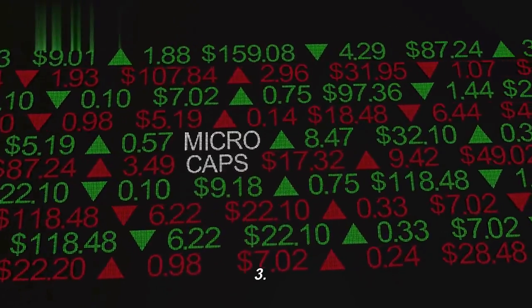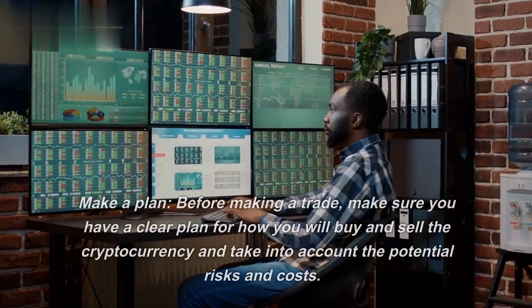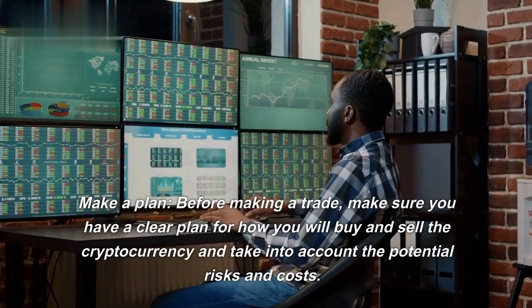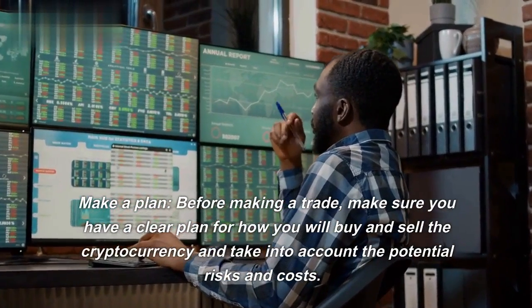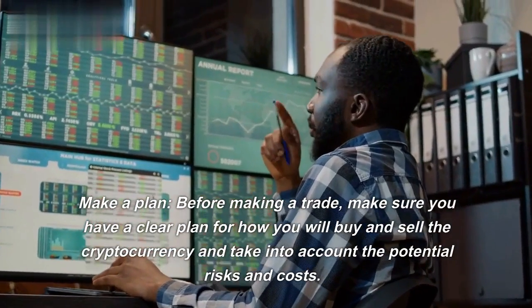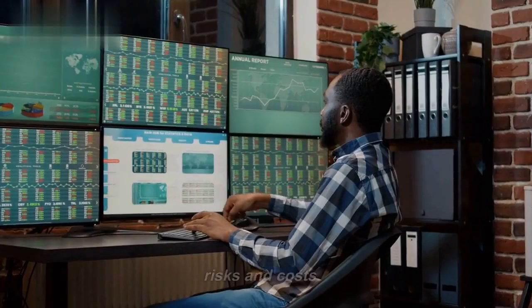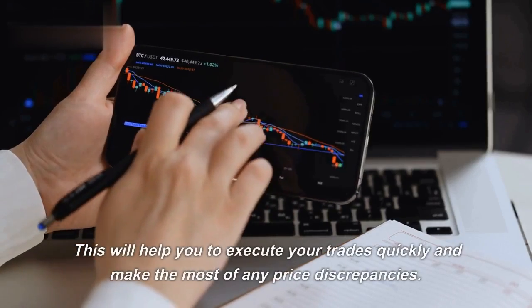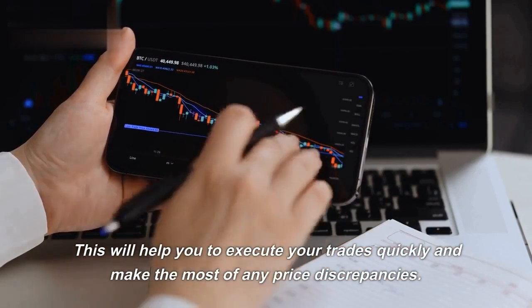3. Make a plan. Before making a trade, make sure you have a clear plan for how you will buy and sell the cryptocurrency and take into account the potential risks and costs. This will help you to execute your trades quickly and make the most of any price discrepancies.